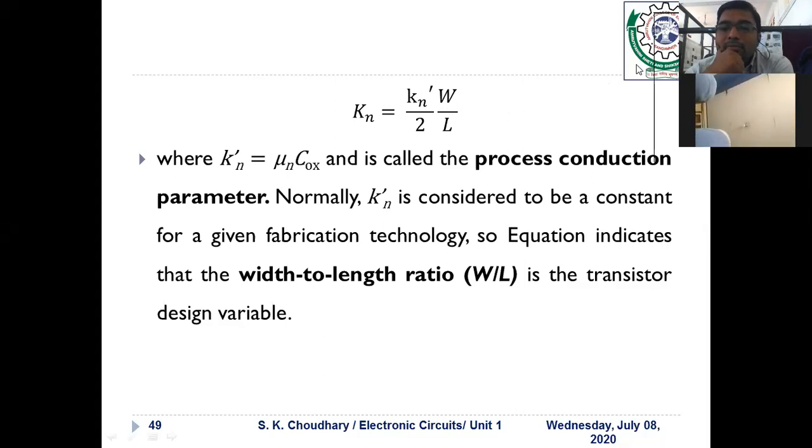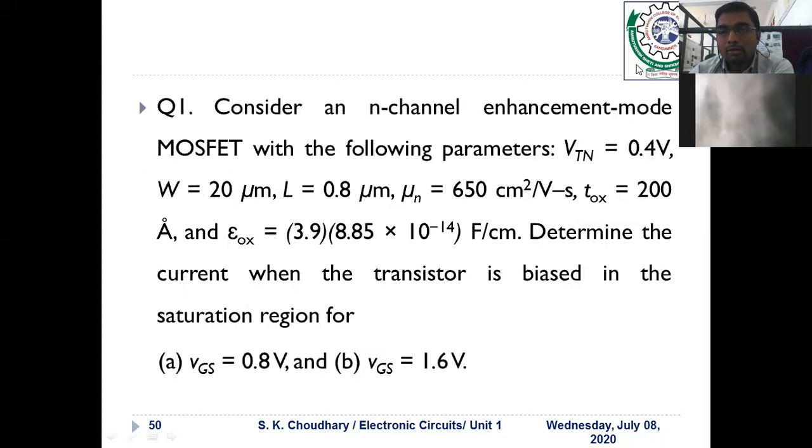What is the process conduction parameter here? It is mu n and COX, which means it is a combination of electrical parameters. As we saw in the previous slide, electrical parameters remain constant for a particular fabrication technology, so small k dash would also remain constant here. Only the variable is the W by L ratio. So on the basis of this discussion, now you have to solve this numerical.